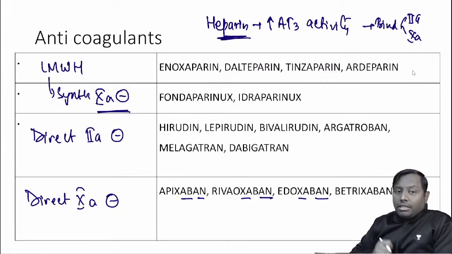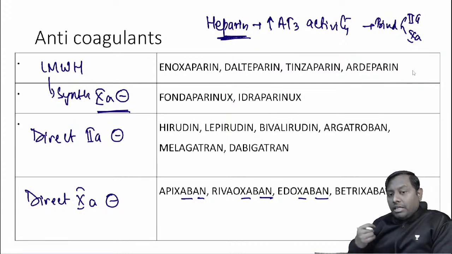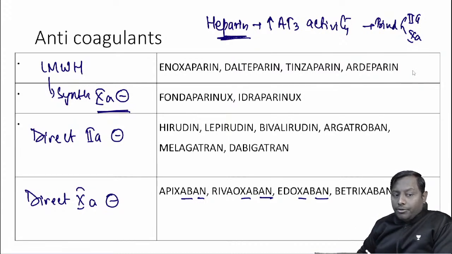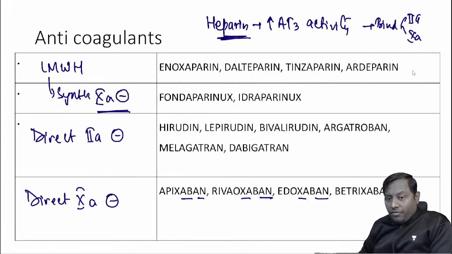So identify the class of drug, identify if there is an overdose, and know which antidote we'll be using. For example, if there is an overdose of apixaban, edoxaban, or betrixaban, we'll be using andexanet alfa. Andexanet alfa is the antidote of choice that we are going to use.